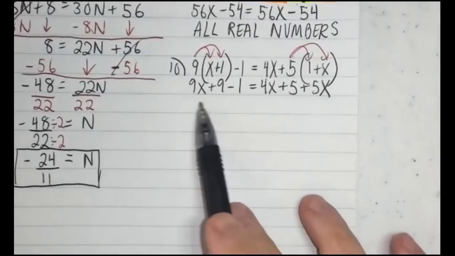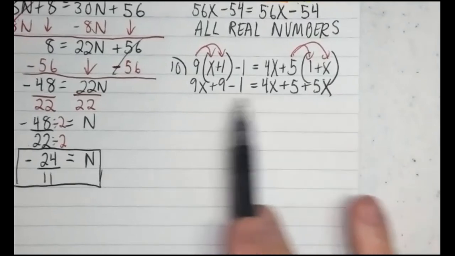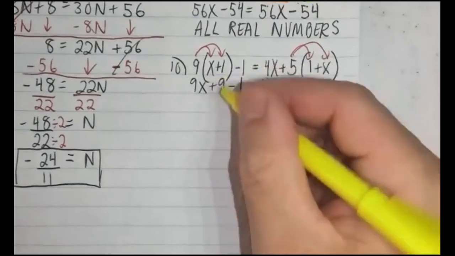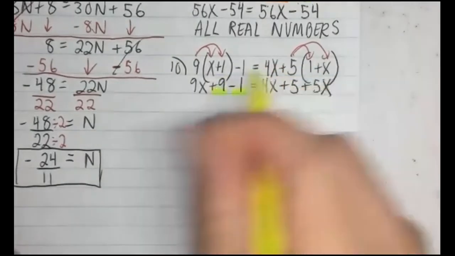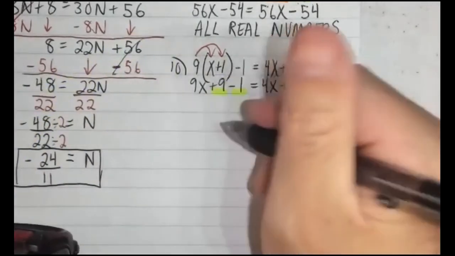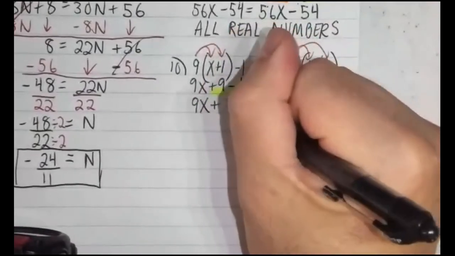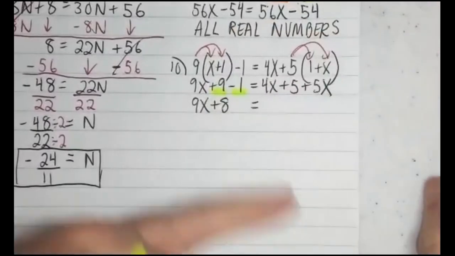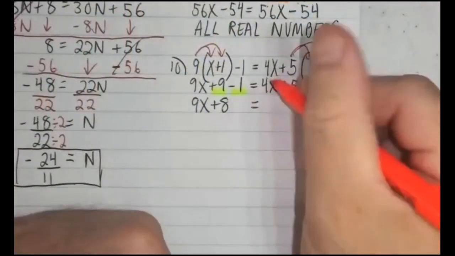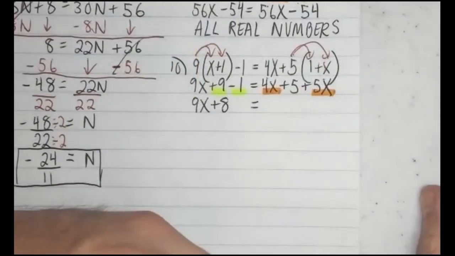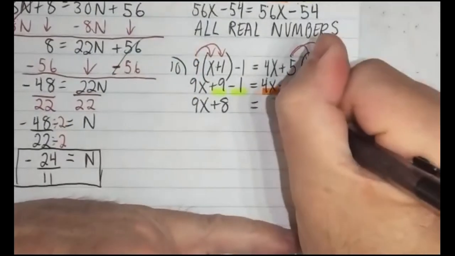And again, what we notice is that each side now has to be simplified before we can start eliminating things. Constant, constant. Let's do just the one side first. So we're going to get 9x. 9 minus 1 gives me 8. So let's move to this other side. We have variables that need to be combined. So 4x plus 5x gives me 9x.